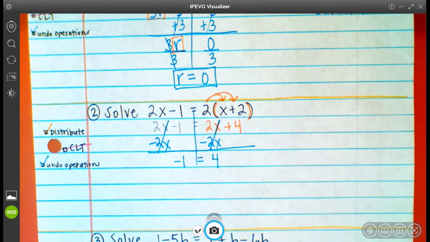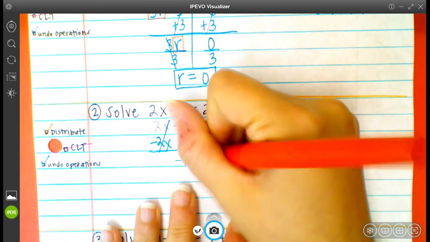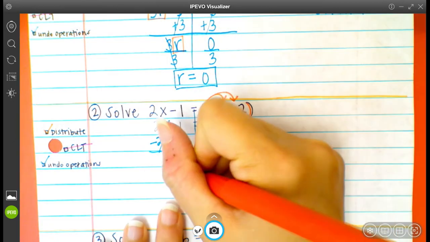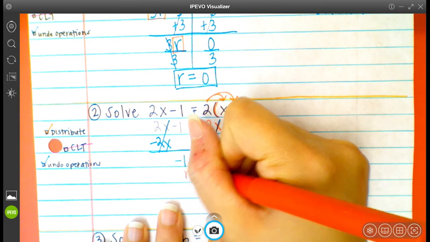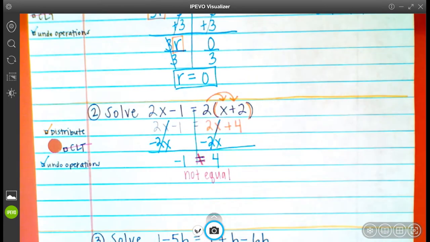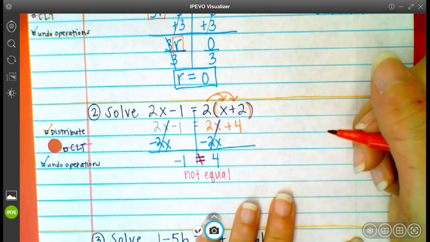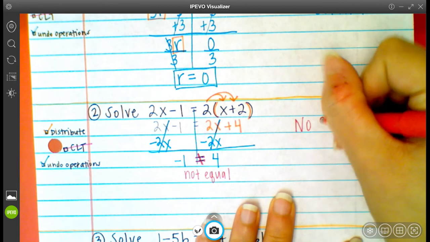So I want you to think, guys, mathematically. Does the number -1 equal the value of something that is 4? And the answer is definitely not, right? Those are not equal to one another. So we're going to make a big stink about this. These guys are not equal. So not equal. So we actually have a name for this. We call this no solution.